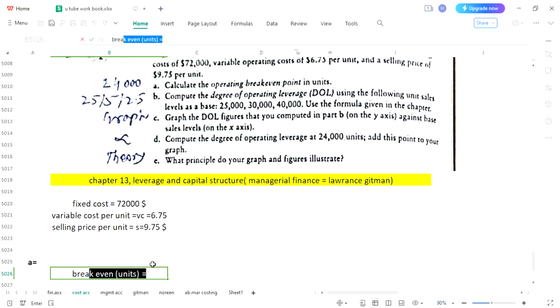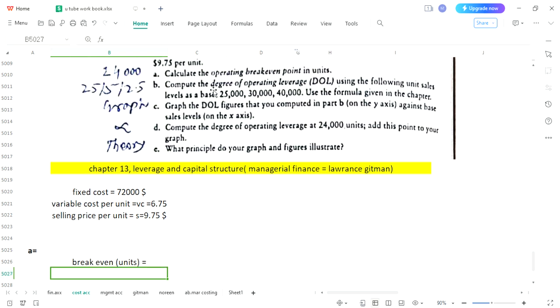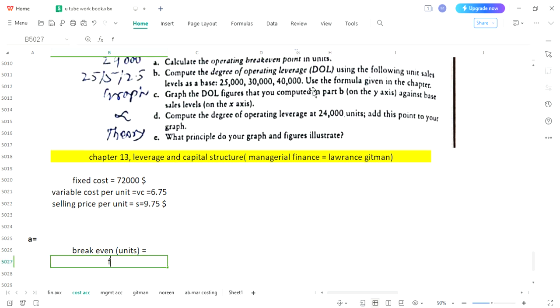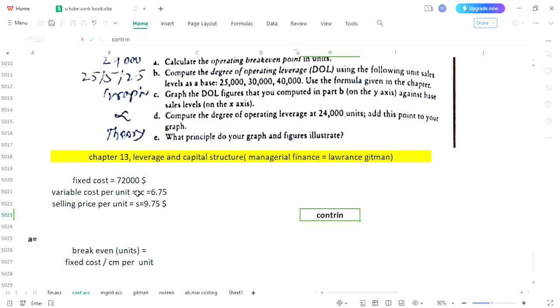Now we are open to calculate our first part, which is what? Break even in terms of units is required. Calculate operating break even in terms of units. The formula which would be used is fixed cost divided by CM per unit. Over here fixed cost is already present in the question, but we need to calculate contribution margin per unit.